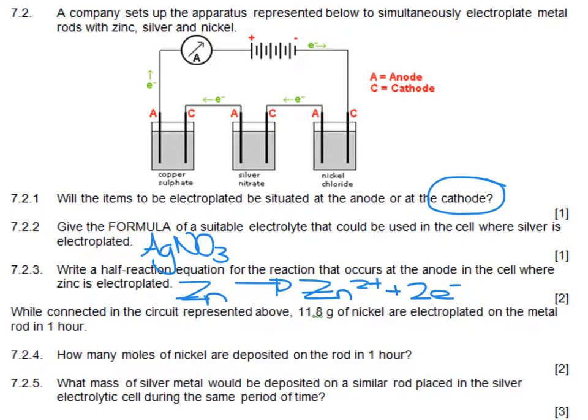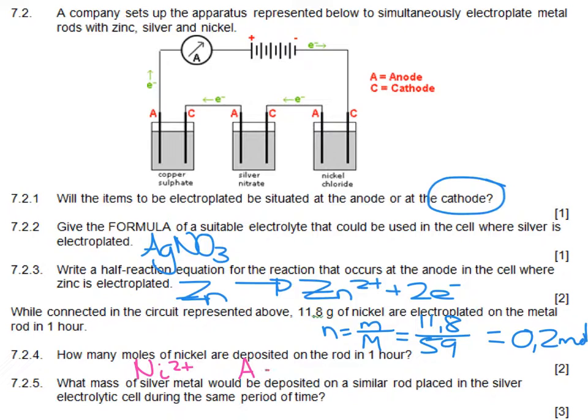While connected to the circuit above, 11,8 grams of nickel are electroplated onto the metal in 1 hour. How many moles of nickel is that? So the first thing is that number of moles is equal to mass over molar mass, which is equal to 11,8 divided by 59, which equals 0,2 moles. And then we are going to say what mass of silver metal would be deposited on a similar rod placed in the silver electrolytic cell. So I'm going to take those. Remember that for every 1 electron, for nickel it's Ni2+, whilst for silver it's only Ag+.